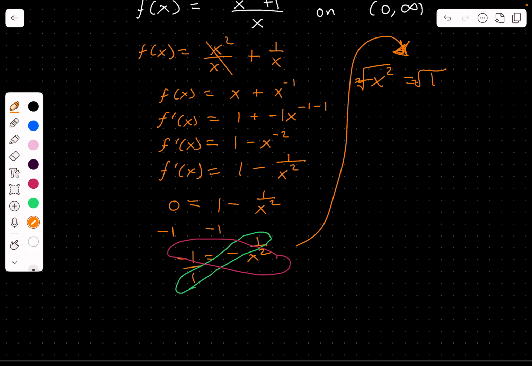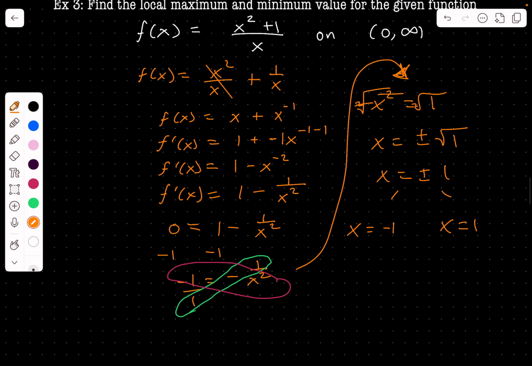So that's going to take care of this 2. Then we get x equals plus or minus the square root of 1, and the square root of 1 is 1. So let's see, we have x equals negative 1 and x equals 1 as our critical points. However, our interval states that it's from 0 to infinity. Therefore, negative 1 is not a critical point for the given interval. We only have one critical point for this function.